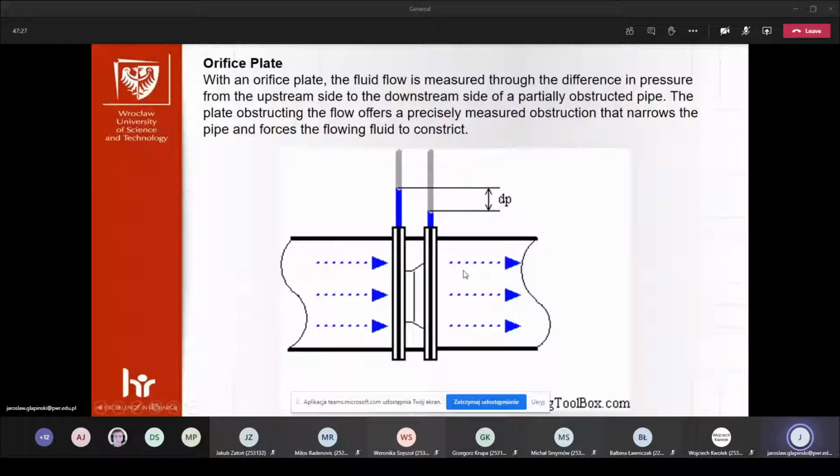But as it was on the film, this kind of plate causes a high reduction of the pressure. So we've got a bigger pressure loss in this pipe. So it's better to use, instead of an orifice, some flow nozzles.